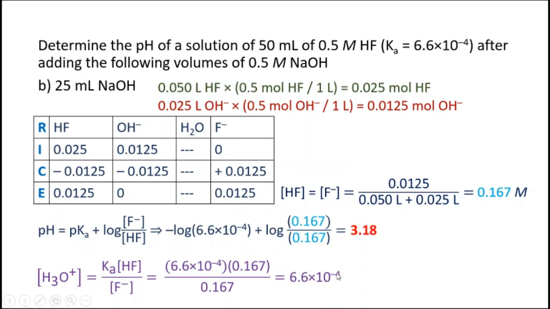But as we've done multiple times, if we have our hydronium ion, we can solve for pH by taking the pH equals negative log of your hydronium concentration, or negative log of 6.6 times 10 to the negative 4, which happens to equal 3.18. 3.18, same number, just different ways of going about it.